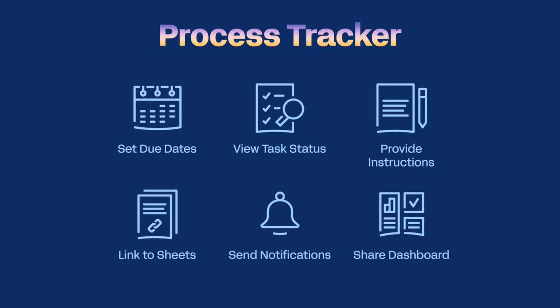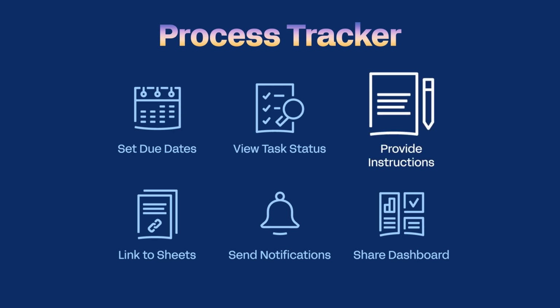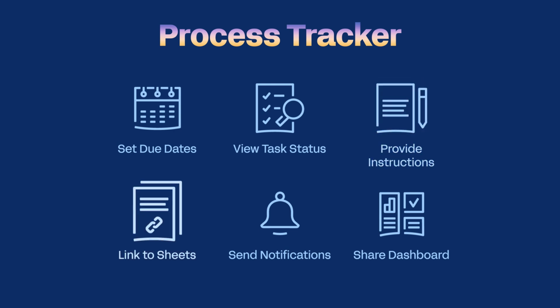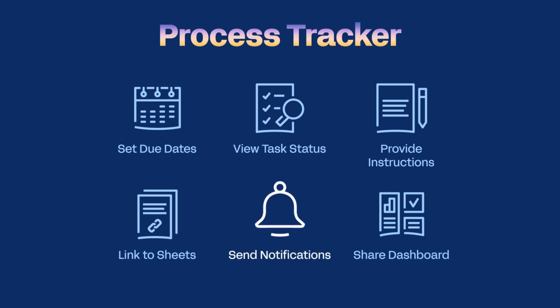A process is an ordered task list that helps planners navigate to their work. Each task takes a planner to the appropriate location in the adaptive planning model and explains the steps they need to complete. You can use the process tracker to set due dates, view task status, attach instructions, reports, and notes, provide links to relevant sheets, and send email notifications to facilitate the planning process.